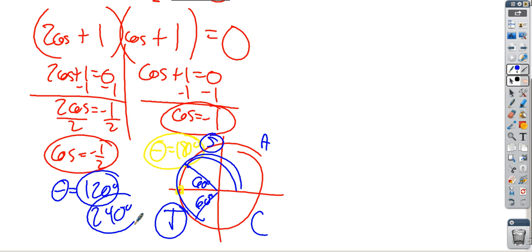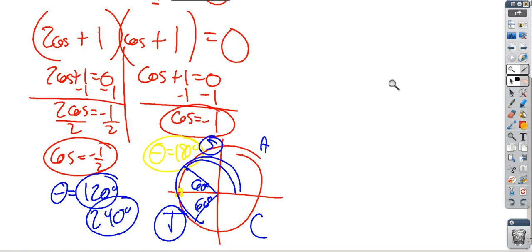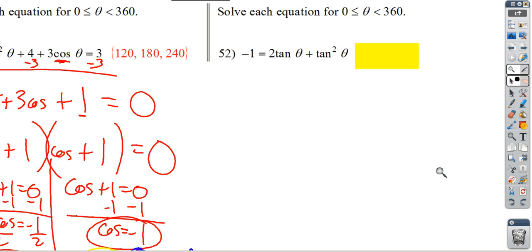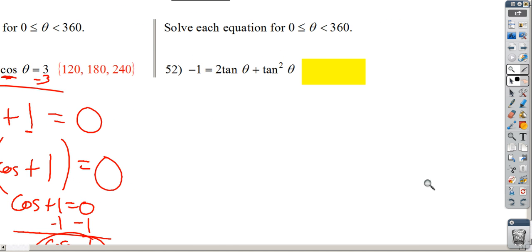We don't have to check our solutions, as long as we did the rest of it right, because we didn't square anything right there. We just factored. So 180, 120, and 240 should be our answers. And there it is. Alright, this one right here is another trinomial.